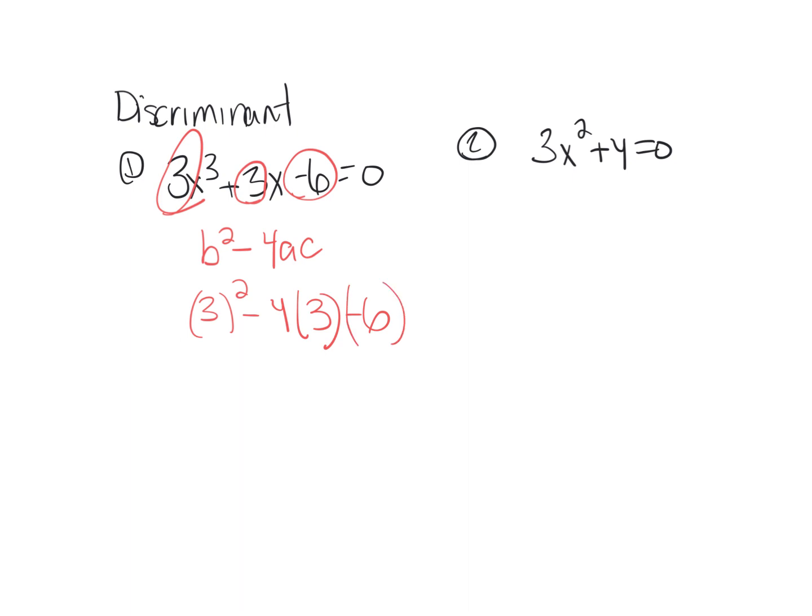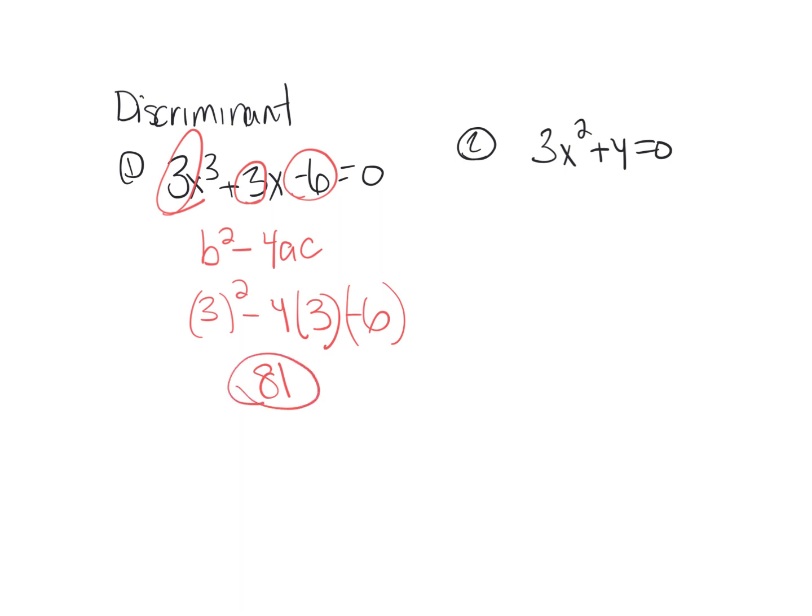I'm going to take and type that into my calculator. Remember, we've talked about the importance before of putting parentheses around. And when I do, I'm going to get that this is a discriminant of 81. So that is the discriminant number.